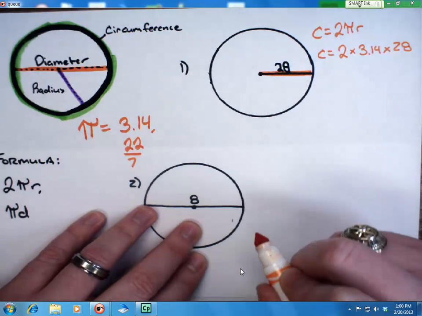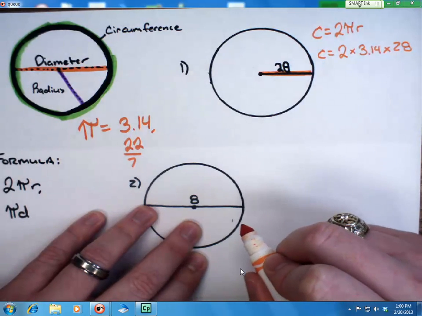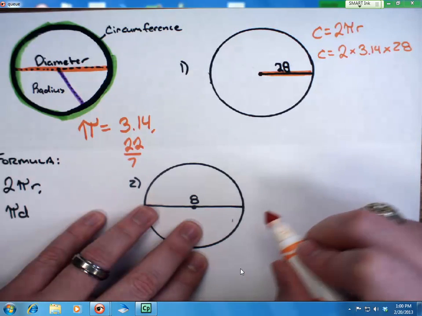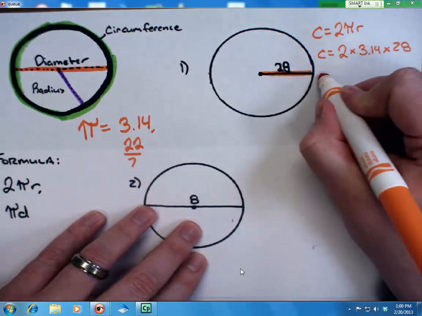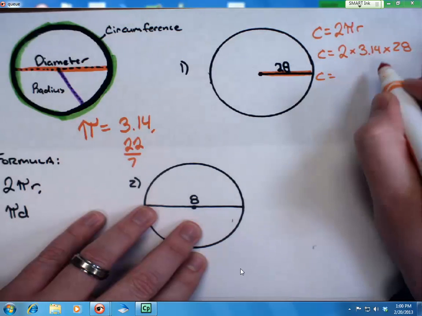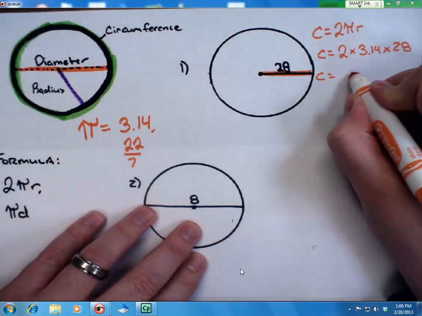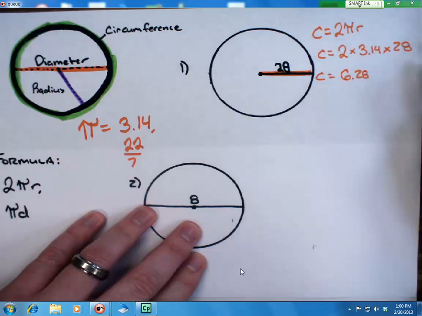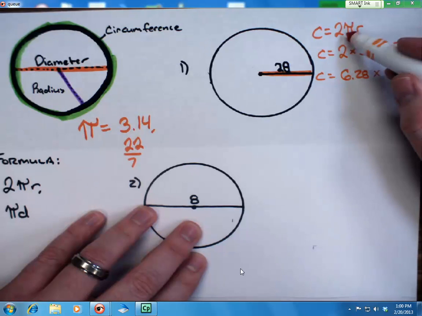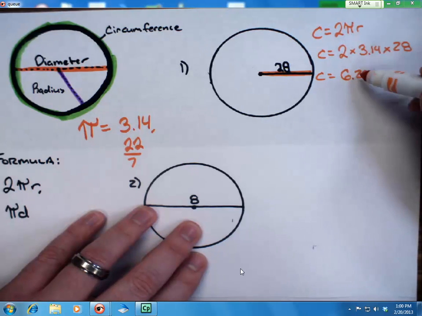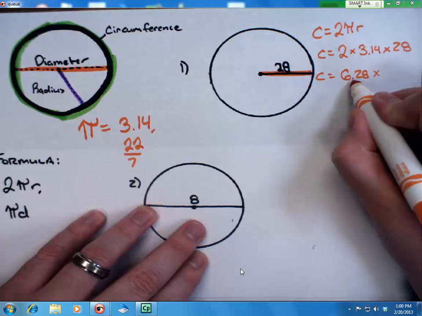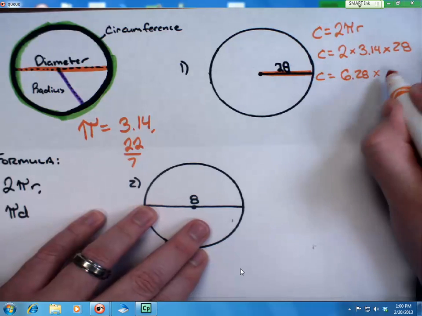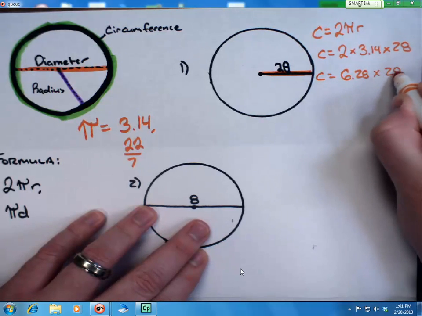Okay, once we have that, now we can actually multiply all of those numbers together, and that will give us the circumference of my circle. Now, I'm going to choose to multiply 2 times 3.14 first, because that equals 6.28. That would be a number that might be helpful to memorize, because on this formula, you're always doing 2 times 3.14, which is always 6.28. So we're really doing 6.28 times our radius, which in this case is 28.